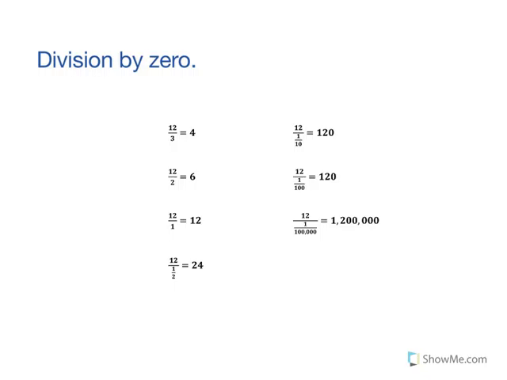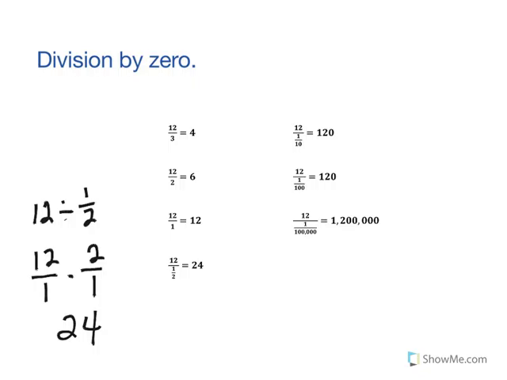And I want to give you a visual here that might help you remember that. You can see that these are all correct. 12 divided by 3 is 4. 12 divided by 2 is 6. 12 divided by 1 is 12. 12 divided by 1/2, we may have to do a review on that one. 12 divided by 1/2 is the same thing as 12 over 1 times 2 over 1, which is 24.